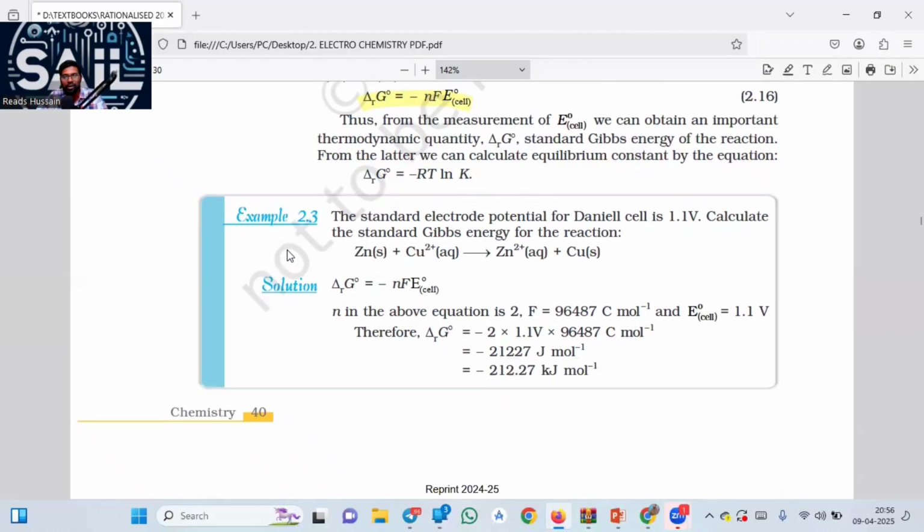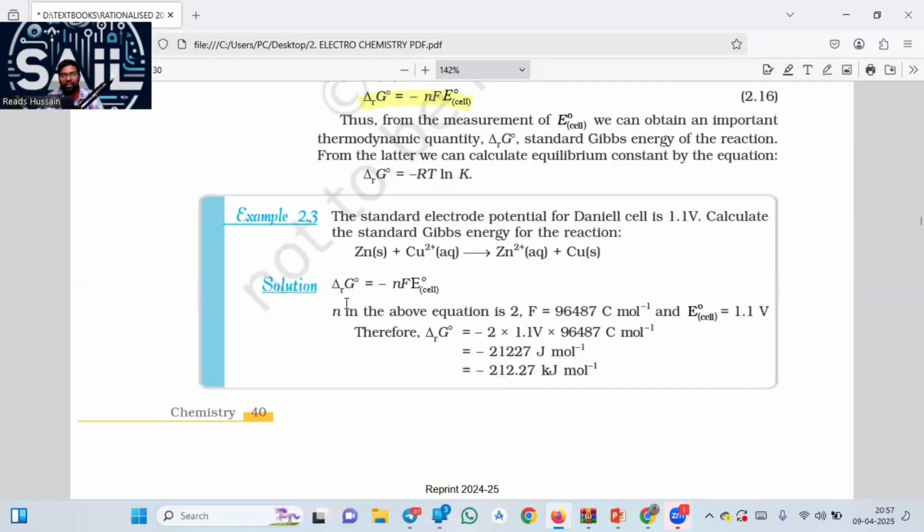One small solved problem is given. Let's go through this problem a little quickly. Standard electrode potential of Daniell cell is 1.1 volts. Standard electrode potential means E naught. The E naught value is given. What is the E naught value given in the problem? 1.1 volt. Calculate the standard Gibbs energy for the reaction. What we have to find? Gibbs energy, delta G naught we have to find. So the E naught value is given, and delta G naught you have to find.